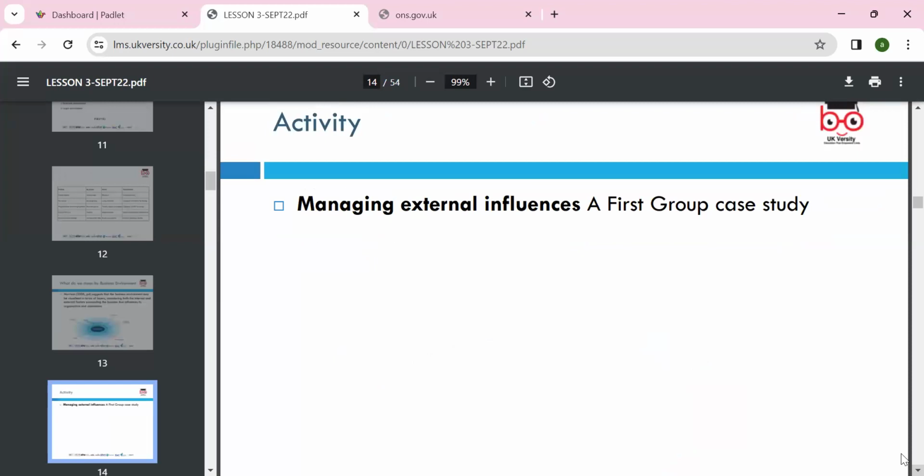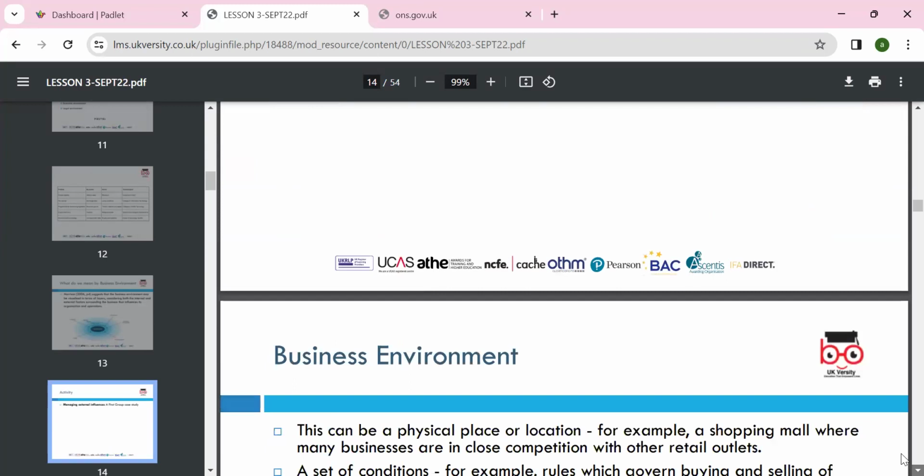A business environment can typically be a place or location, for example, a shopping mall, where many businesses are close to the competition. In the retail set of conditions, for example, there are rules when buying and selling products. We can look around the collection of individuals and the realities, the purpose. There are two-way interactions between the business organization and its environment.